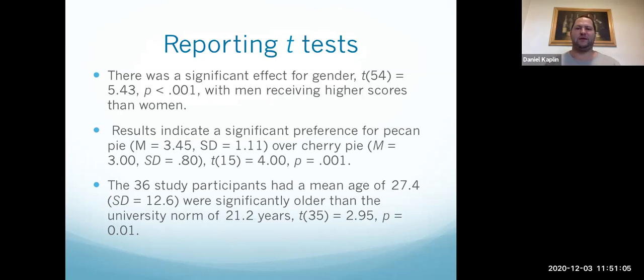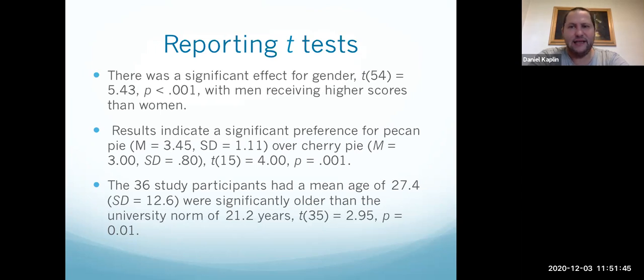But here are several examples on how you would report t-tests. There was a significant effect of gender, t(54) = 5.43, p < 0.001, with men receiving higher scores than women, right? 54 is your degrees of freedom. So if you write it that way, we know that whatever we're testing, there were significant differences between males and females.